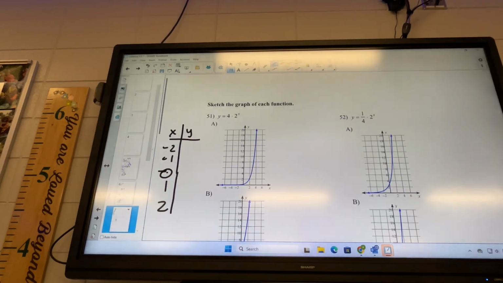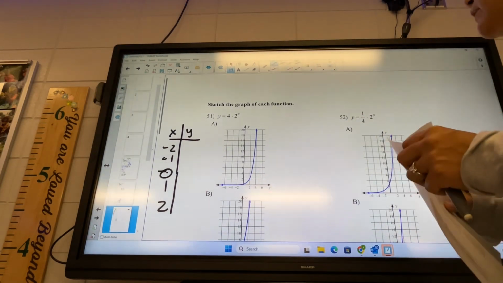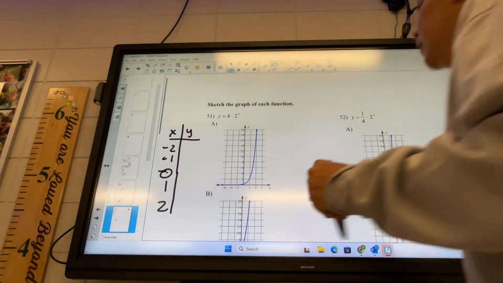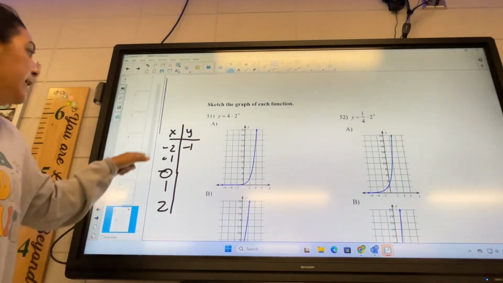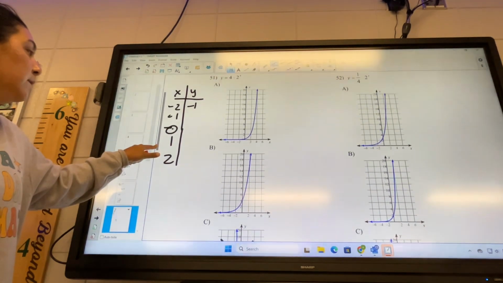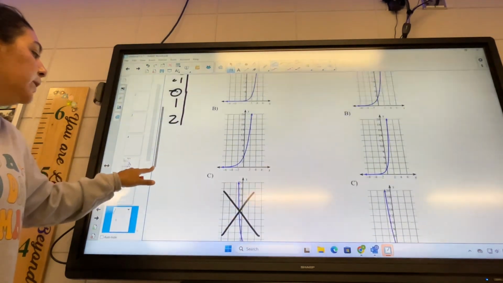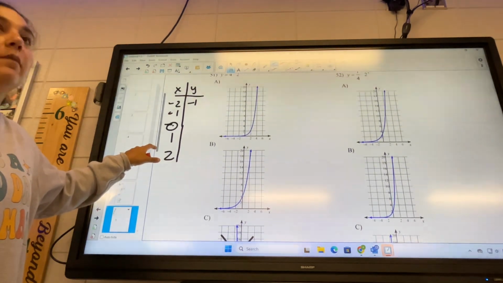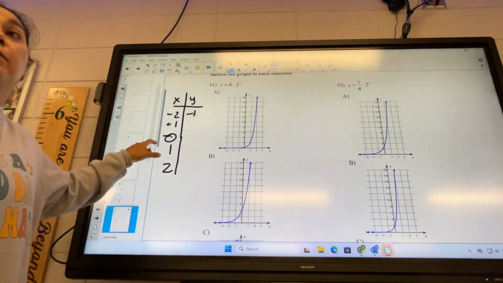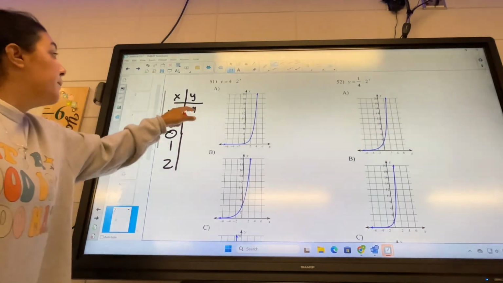Okay, so 4 times 2 to the negative 2. What does that give you? Negative 1. Okay, so on my negative 2 line, it should be at negative 1. Okay, so look at your pictures. What can we eliminate? Wait, I got a positive one. I did too. You got a positive one? Yeah, positive. Oh, it's positive one? Yeah, because if it's negative, it would be decay.